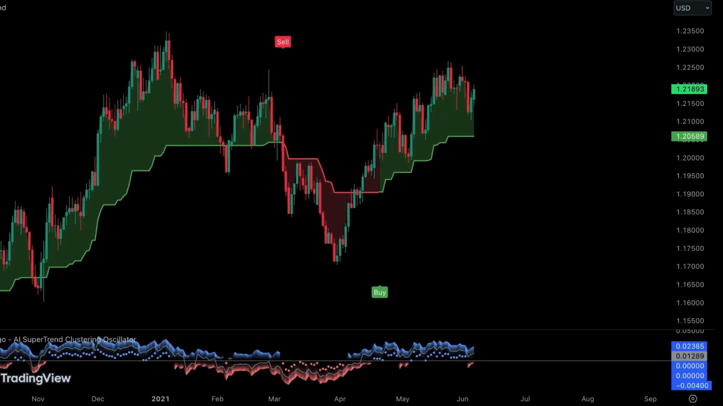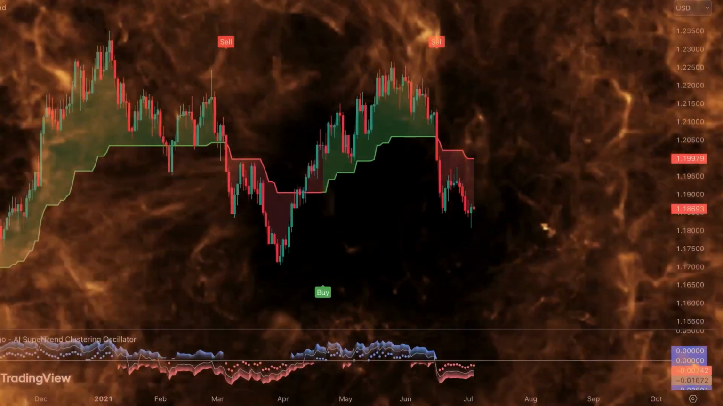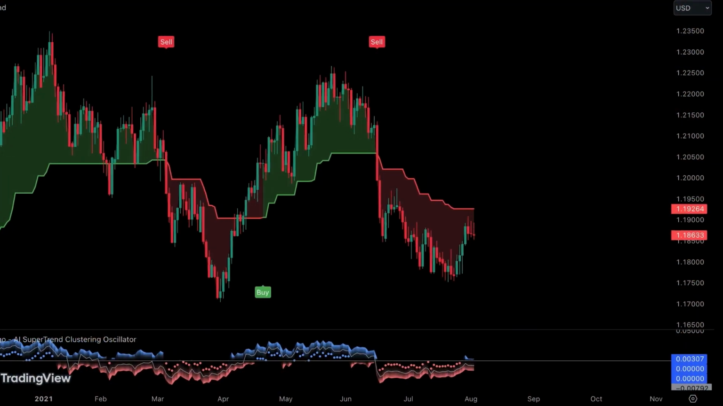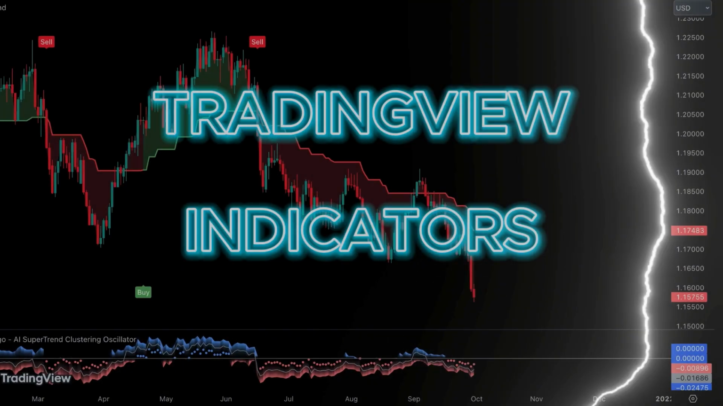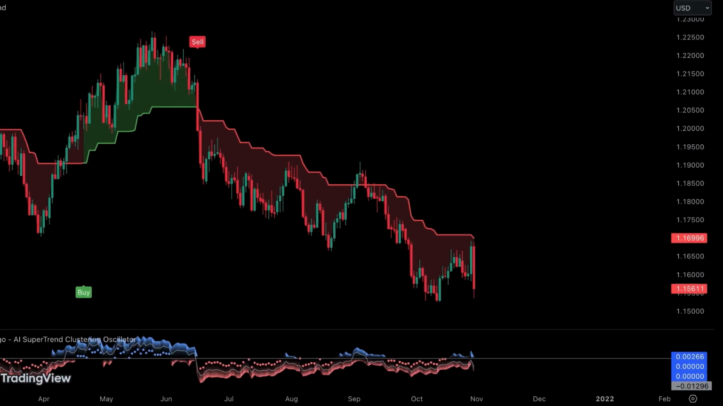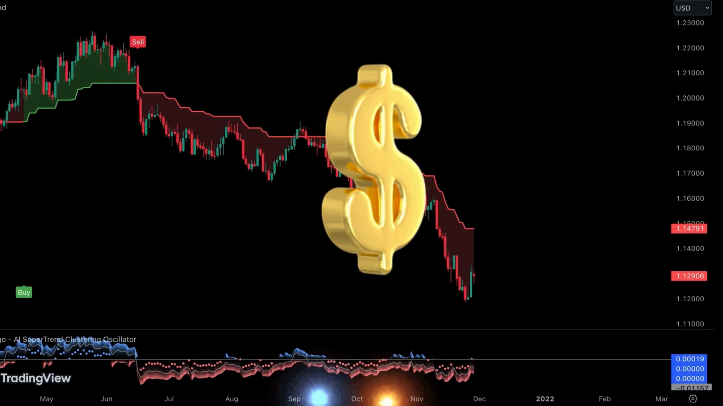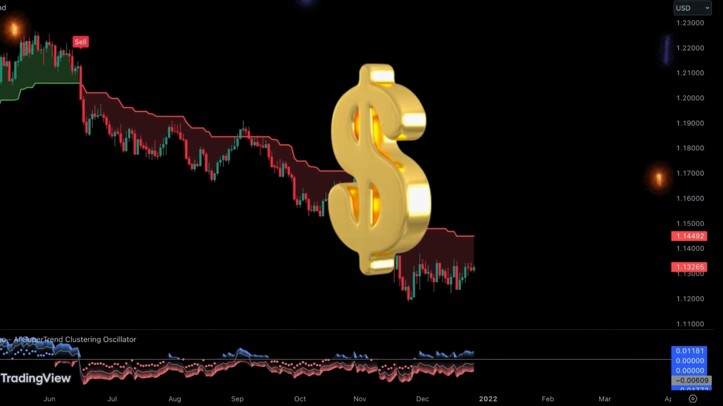What if I told you there's a trading strategy that could transform your approach to the markets? Watch closely as we dive into the euro-dollar chart using two powerful TradingView indicators. Each of these trades could have been yours. Just imagine catching these moves every single day.